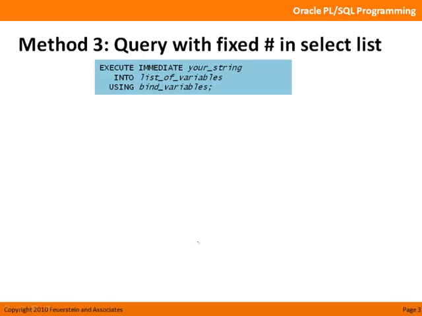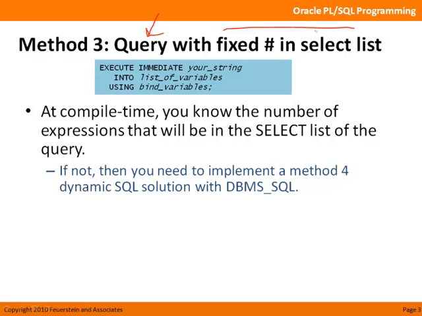What I'm going to be talking about now is Method 3 Dynamic SQL, when I'm executing a query dynamically, and it has a fixed number of elements in the select list. In other words, at the time I compile my code, I know the number of expressions that will be on the select list of the query. I might be selecting last name and salary. I might be selecting all the columns in my table, but I know the number at the time of compilation. So I can basically say EXECUTE IMMEDIATE my string, and I can fetch into, just like SELECT INTO, I can EXECUTE IMMEDIATE INTO my list of variables, and I can also use the USING clause to specify one or more bind variables.